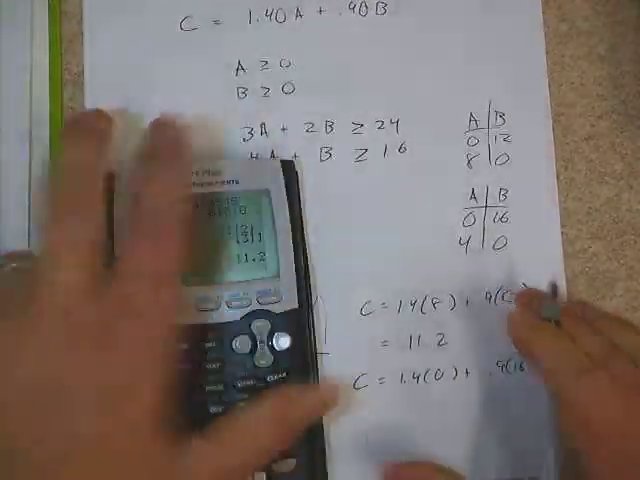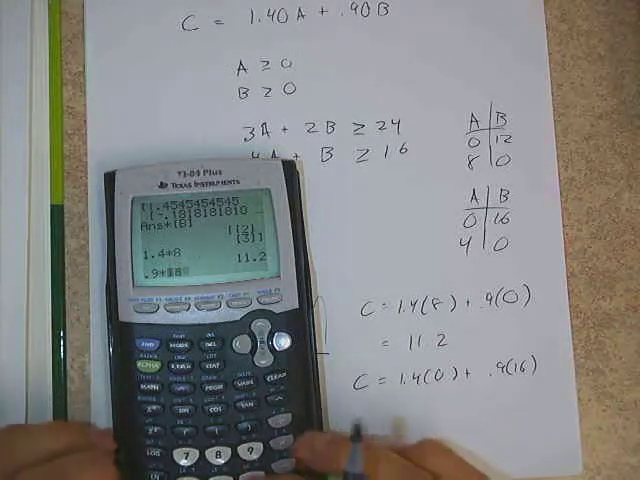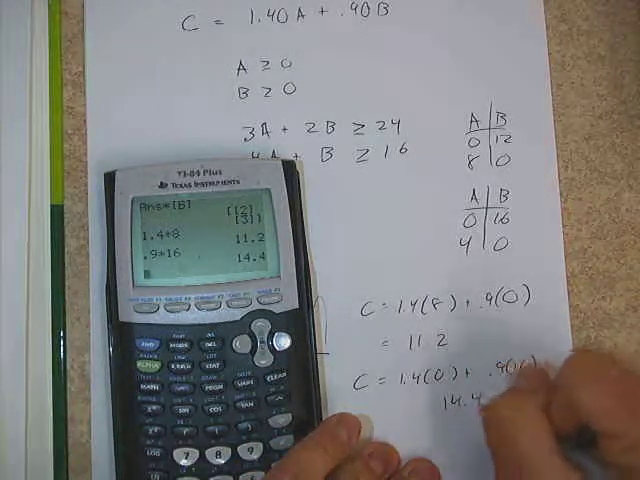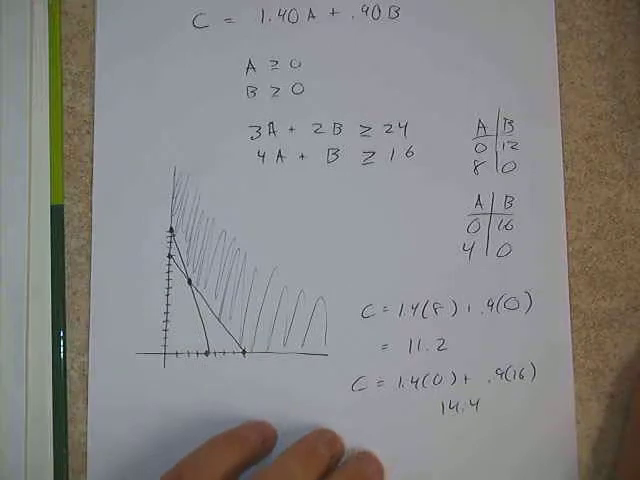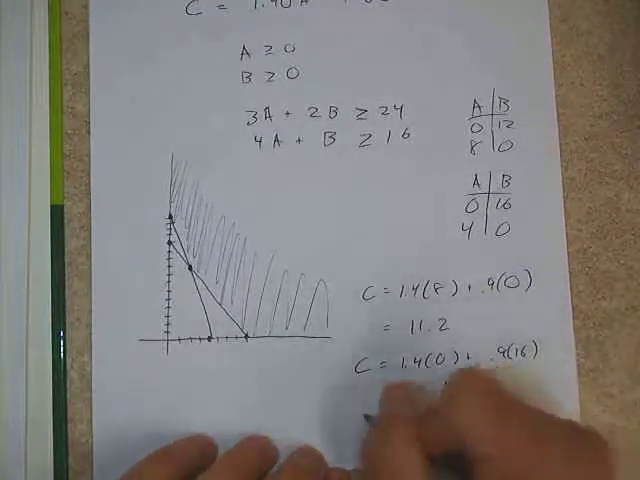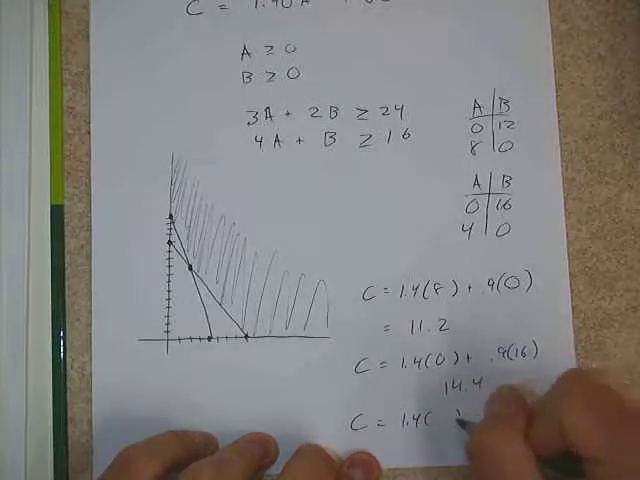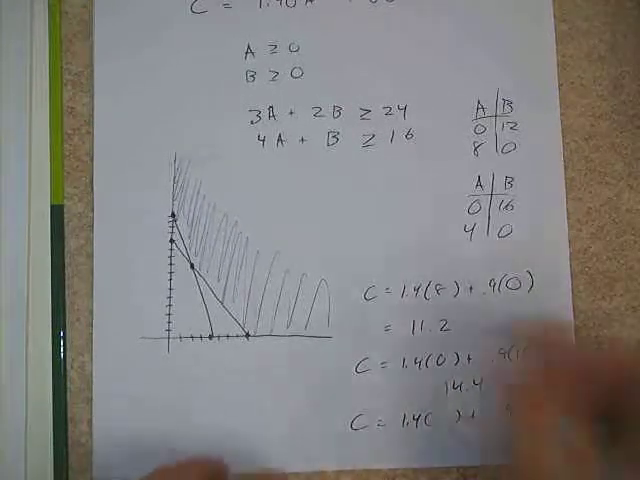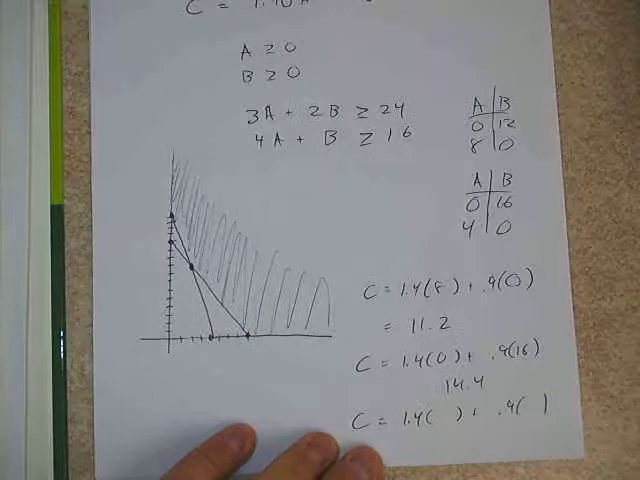But if we do 1.4 times blank and 0.9 times blank, and we do the other one up here at 16 this time, so 0, 16. If I do 0.9 times 16, I get 14.4. And we can see that that's not the answer because that's not smaller than 11.2.